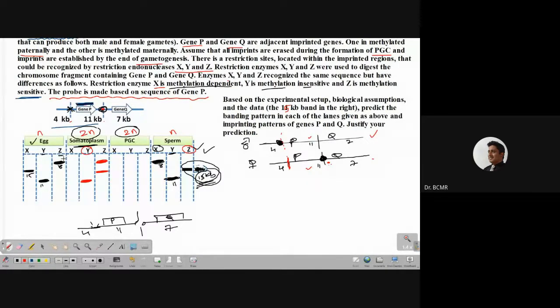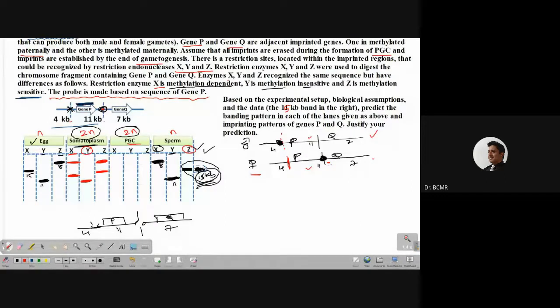Okay, what about X? X is 18 and 15, methylation dependent. So what will you get? For male we will get 18, and another 15, the 15 from the maternal allele.